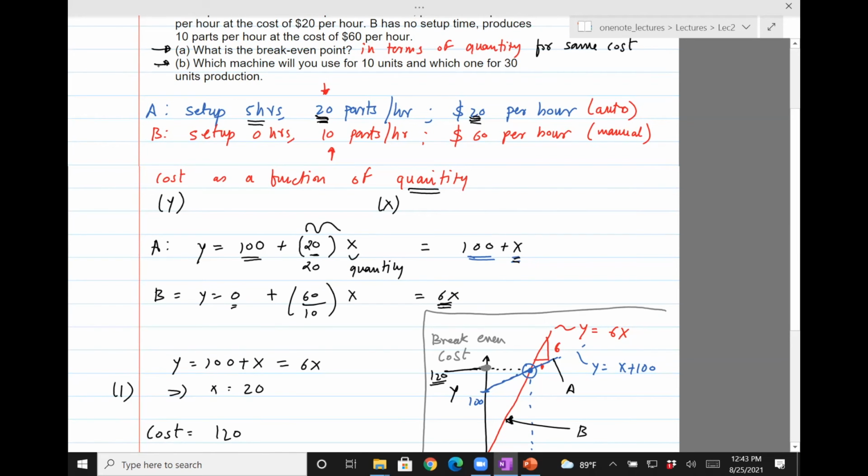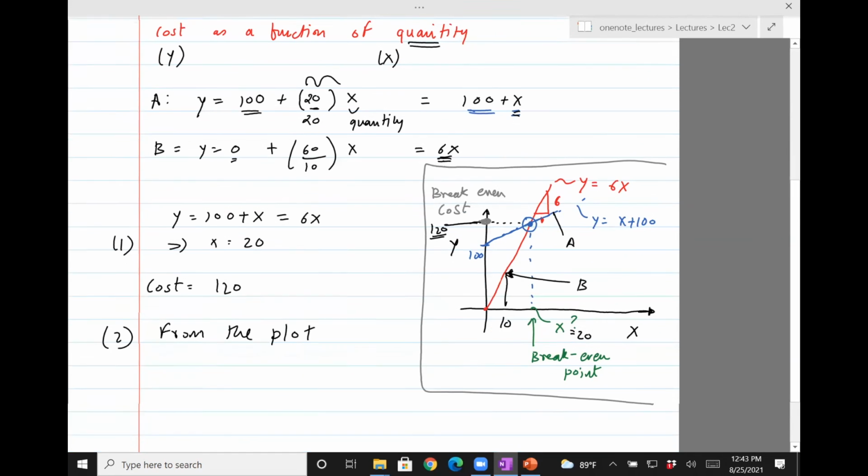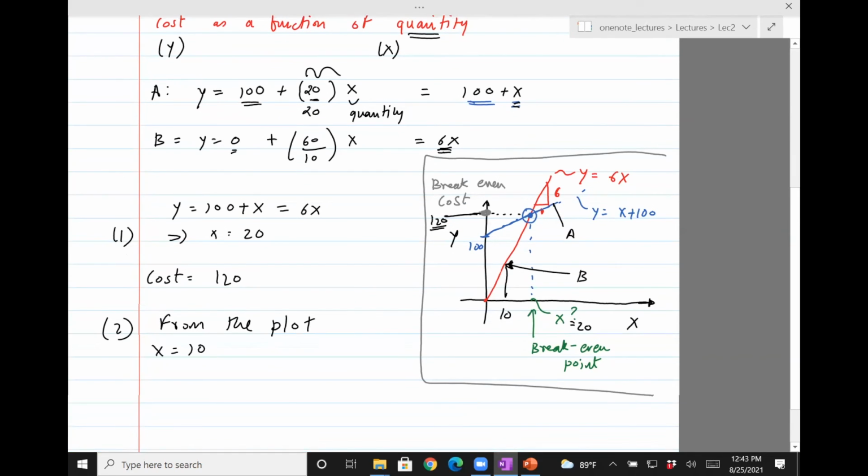And then which machine will you use for 10 units and which one for 30 units? So clearly, if you want to make 10 units, then you'll use this one. So from the plot, we can see that for X equals 10, you'd probably use the red line, which is B. And the cost in this case is, if you look at the equation for B, Y equals 6 times X, which is 10. So it's 60. So you'll incur $60 to make 10 parts.